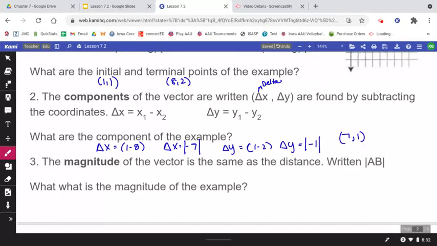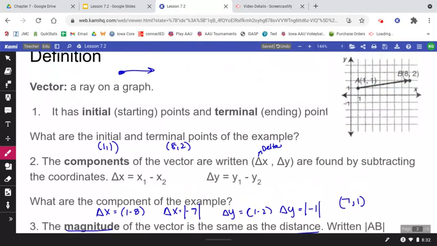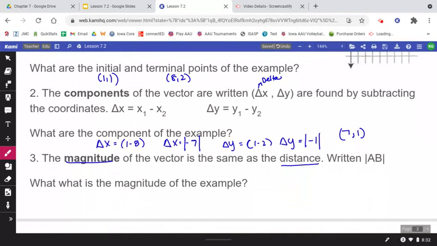All right, next we have the magnitude of the vector, and we have to remember that the magnitude is the same thing as distance. They write it as absolute value of AB, but we would do the same thing. We would do the distance of 1, 1 to 8, 2. So I would do the square root of (1 minus 8) squared plus (1 minus 2) squared. And that would give me a distance, or a magnitude, of 6.9.